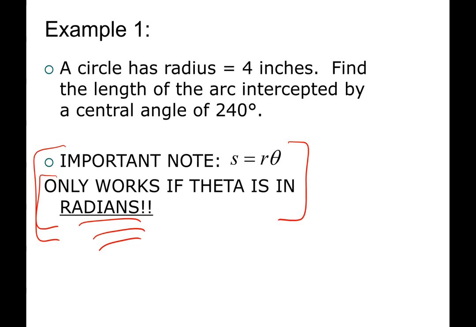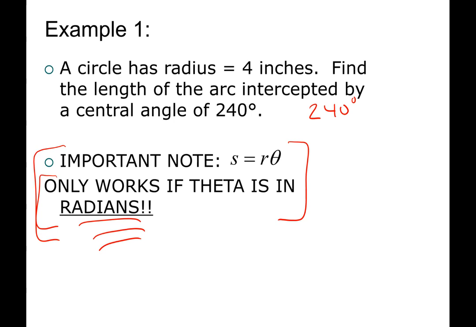A circle has a radius of 4 inches. Find the length of the arc intercepted by a central angle of 240 degrees. So the first thing you're going to want to do is take that 240 degrees and convert it to a radian measurement. Now, the truth is you should already know what 240 degrees is equal to now that we've been looking at the unit circle for days and days.